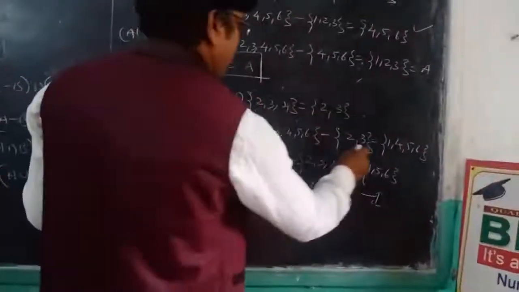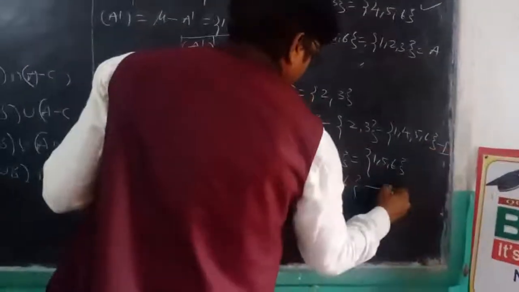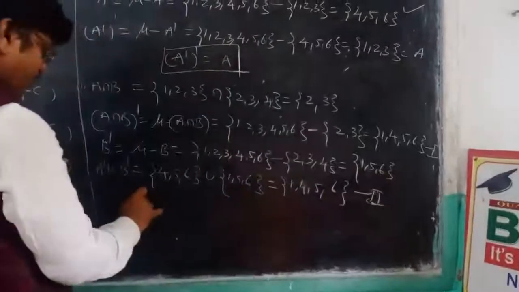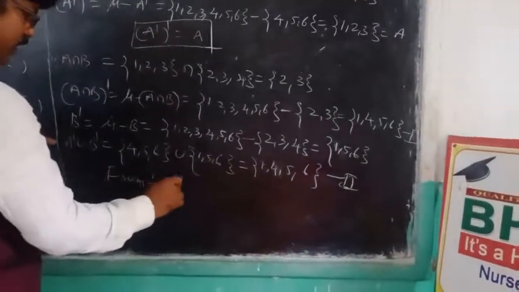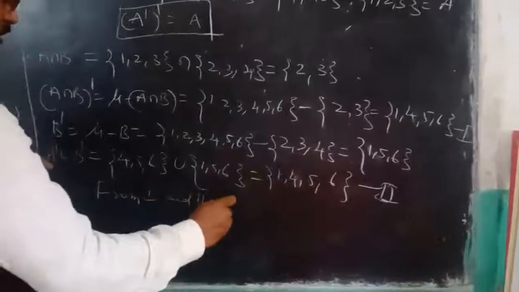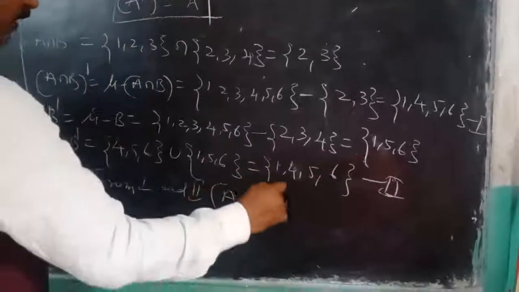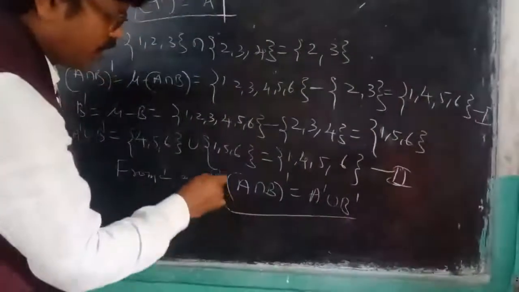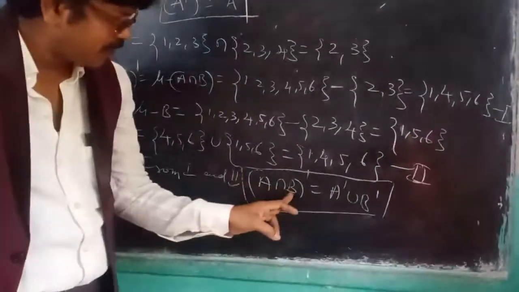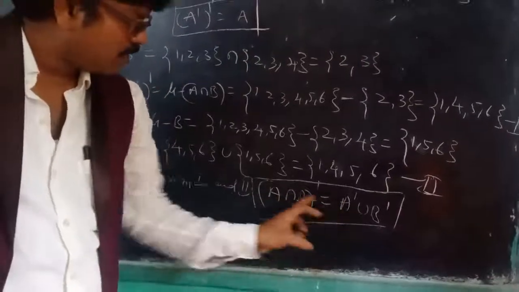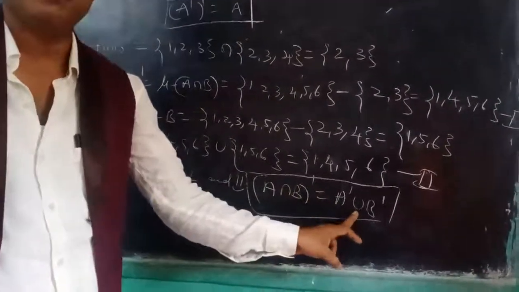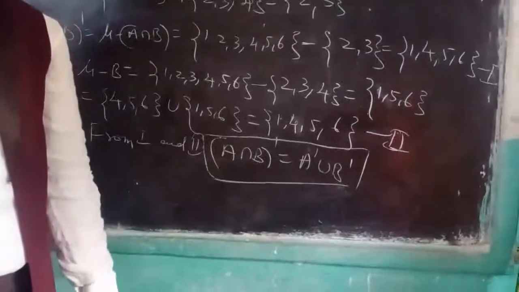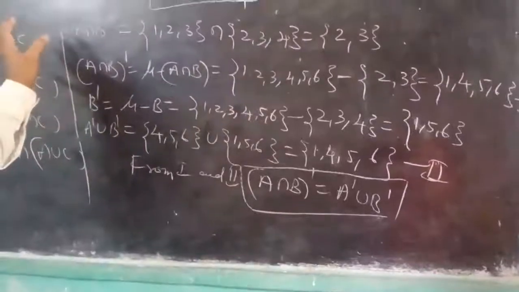What is A intersection B whole dash? This is say 1 and this is say 2. From 1 and 2, 1, 4, 5, 6. We have A intersection B whole dash equal to A dash union B dash. It's a bit question also. A intersection B whole dash equal to A dash. Intersection changes to union. If here is the union, it changes to intersection. That is another law we have.